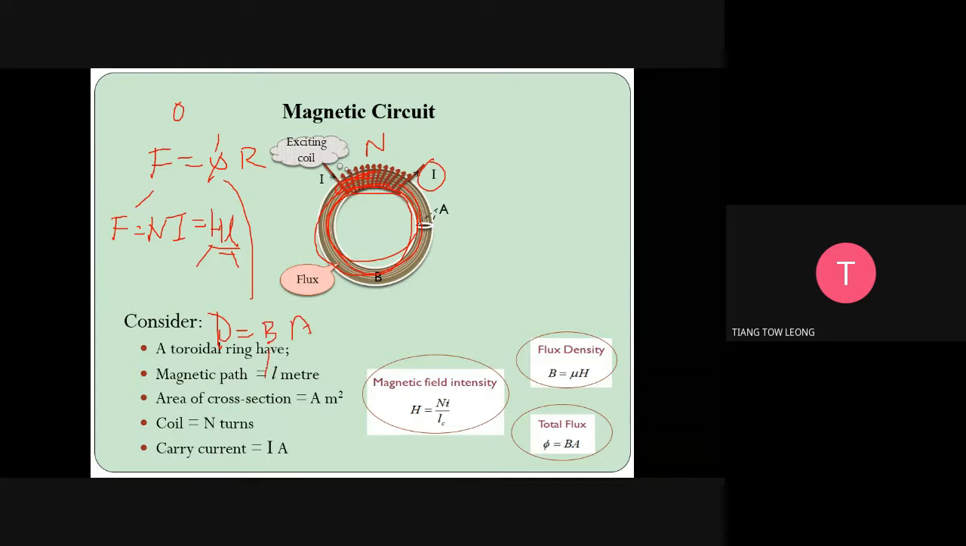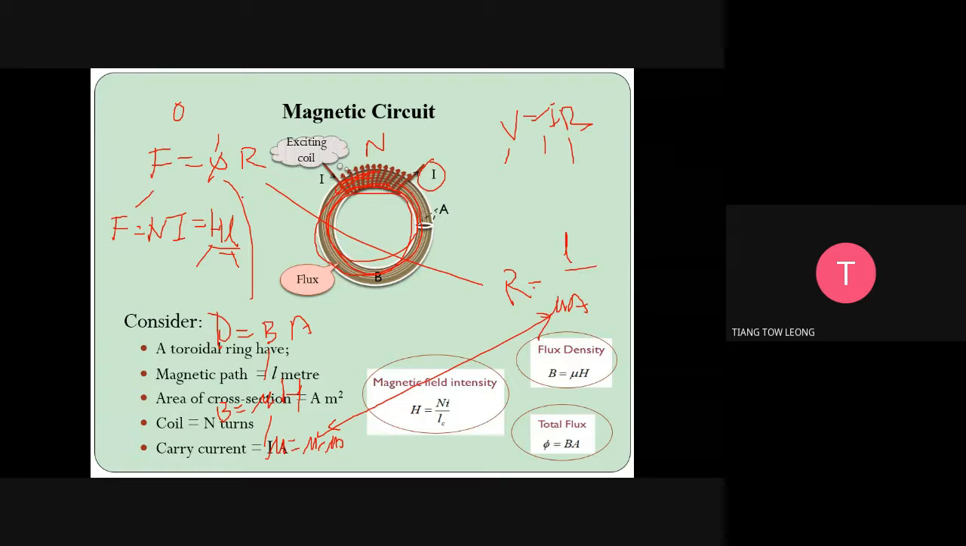And then phi equals to BA. And B is what? B equals to mu H. Okay, mu is what? Mu equals to mu R, mu naught. R is what? R is L over mu A. Mu is mu R, mu naught. So this is different. It's not like V equals to I R, where V equals to what? Nothing. I equals to what? R equals to what? Nothing, right?